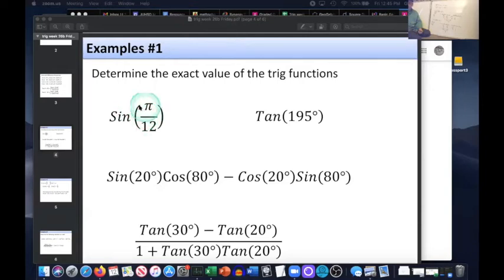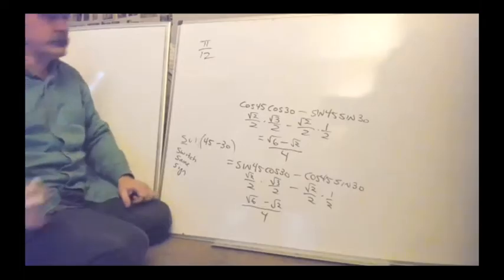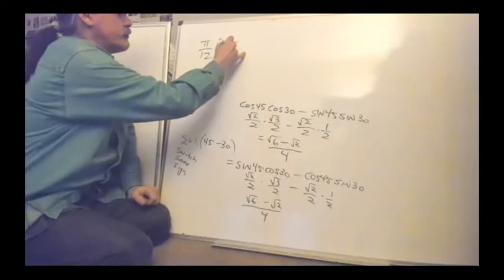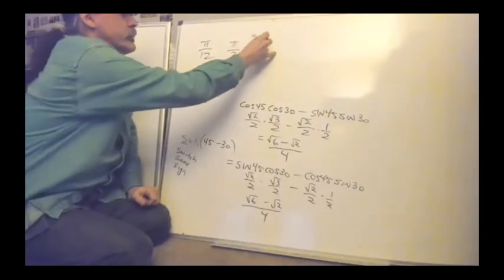If we're supposed to be able to get this exact value based upon pi over 12, we've got to find some way using two angles in radians that we know the exact values of. Okay, and so with pi over 12, since 4 times 3 is 12, I'm thinking this is probably coming from pi over 3 minus pi over 4.